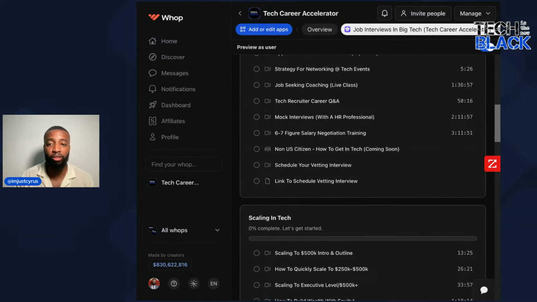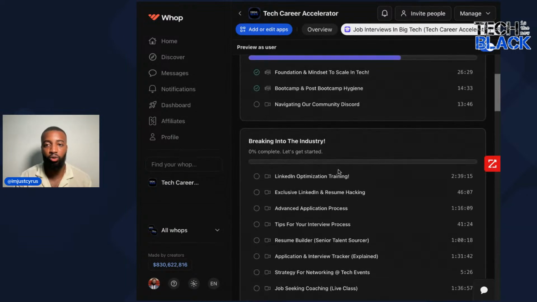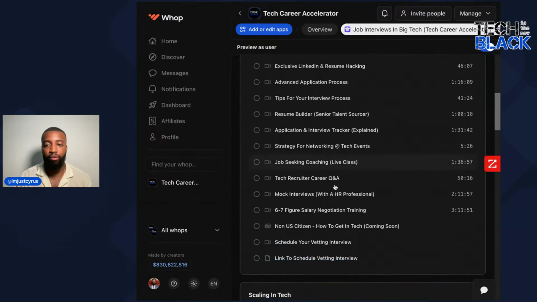Because at that point, you would have gone through these modules, just the required Break into Tech, and then you would have the vetting interview, and then you'll be sent off to the recruiters and hiring managers of other companies. So again, make sure if you're interested, whatever. If you're not, totally cool.